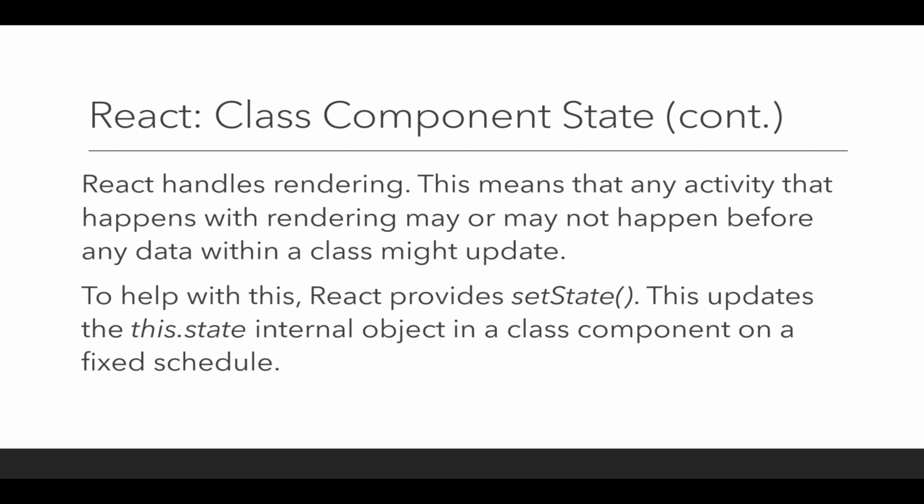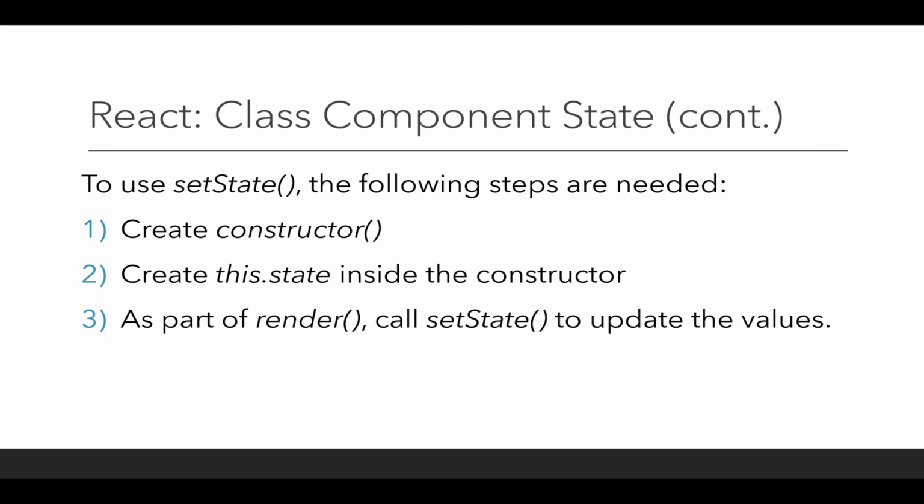There's a little bit of complication with this though. We've got to remember some steps. So if we're going to use setState in the class component, the following steps are needed. We have to create a constructor. Within the constructor, we have to create this.state, and as part of render, or as part of something it calls, we call setState to update the values in this.state, which will recall render and set everything off again. So let's look at a code example in Visual Studio Code to walk through how this all works.